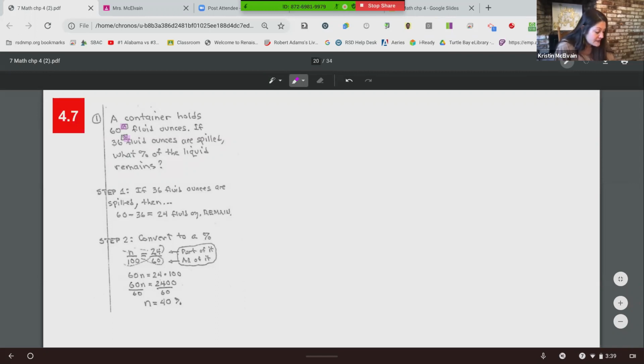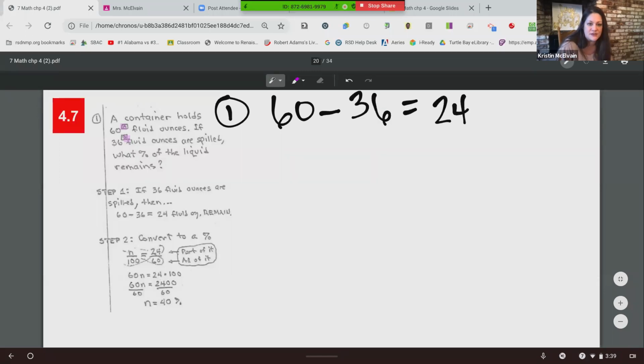Okay, so it says if a container holds 60 fluid ounces, if 36 fluid ounces are spilled, what percentage of the liquid remains? Okay, so step 1, if 36 ounces are spilled, we are going to say 60 is how much the container can hold. Spilt 36 leaves us 24 fluid ounces remaining. Okay, so now we need to just convert that to a percentage. What percentage, remember it's always out of 100 is our whole, so part out of the whole is 24 out of 60. Easy peasy, right?